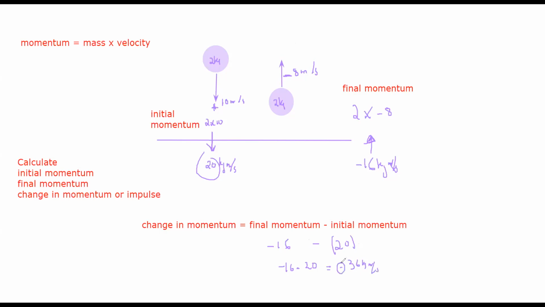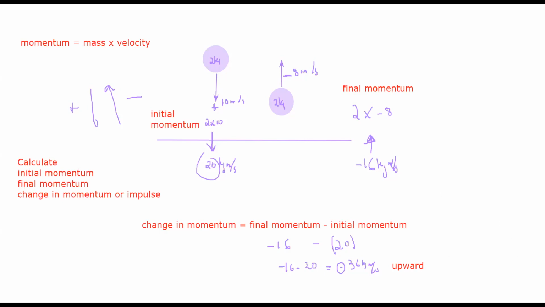What is the significance of the negative sign? Because downward you took as positive, so upward is negative. So what is the direction of the change in momentum? Because you are getting a negative answer and negative direction is upward, it will be upwards. Is it clear? The change in momentum.